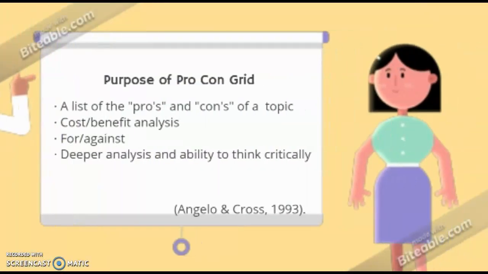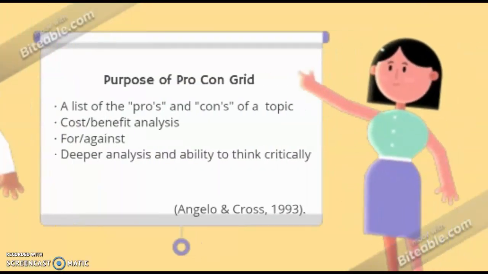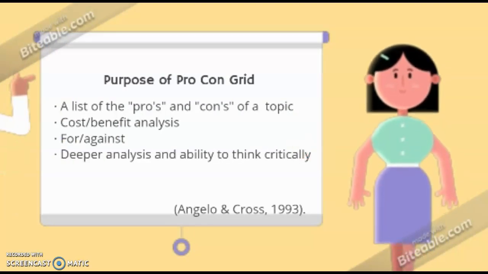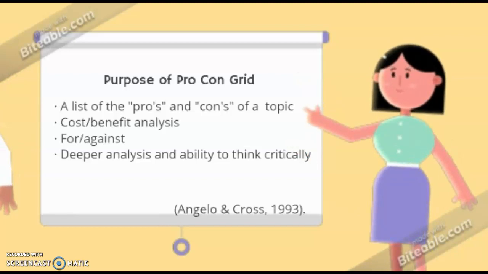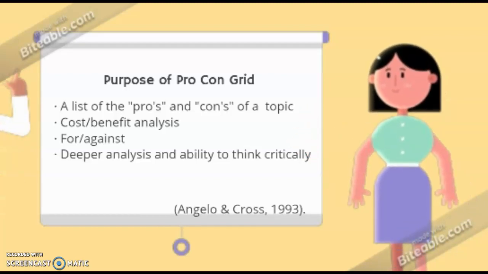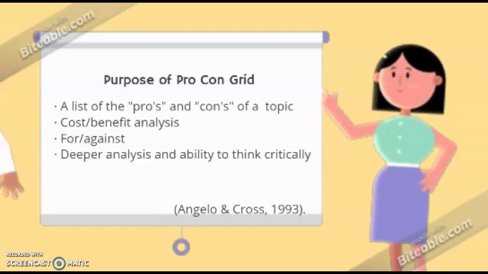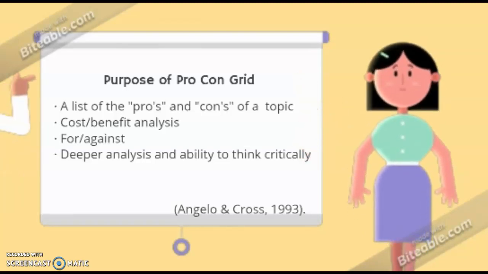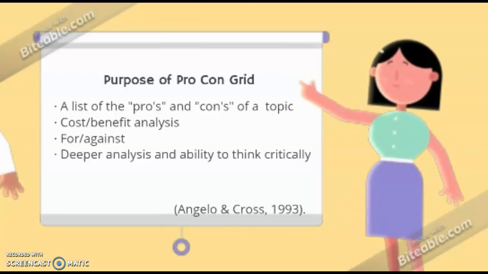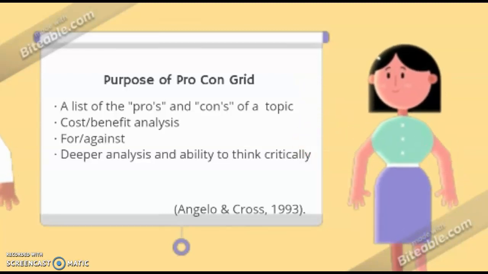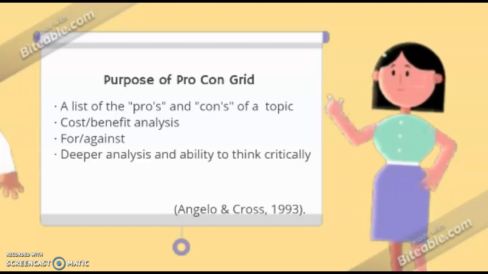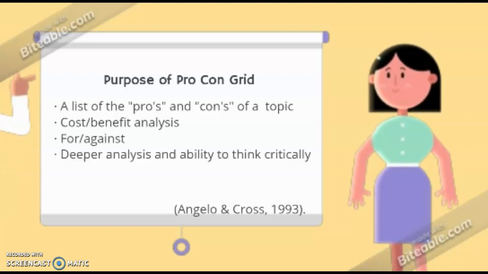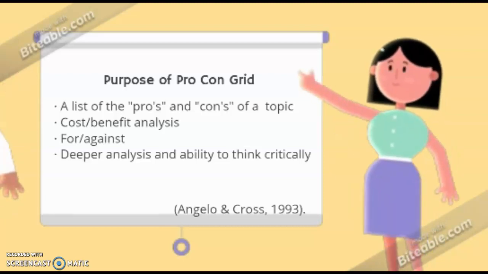What is a pro-con grid and what's its purpose? Well, a pro-con grid is simply a list of the pros and cons of a scenario or course topics. One of the pros of making a pro-con list is it's familiar, and most students have probably made a list like this. It's used for students to consider the cost-benefit analysis or to consider the for and against arguments for a topic or scenario. One of the main drivers of this strategy is to enable students to think critically and do a deeper analysis on the topic.